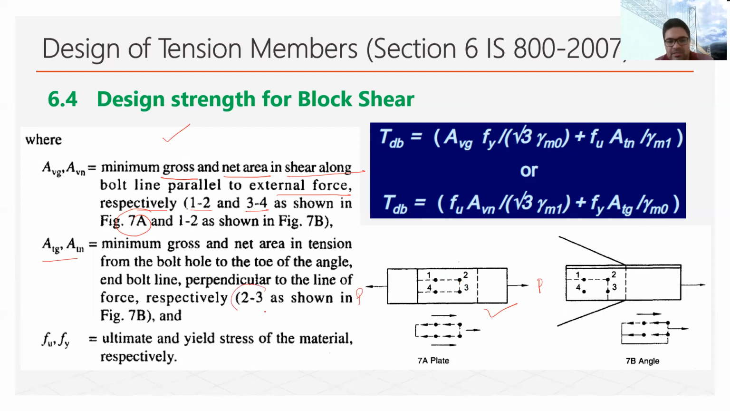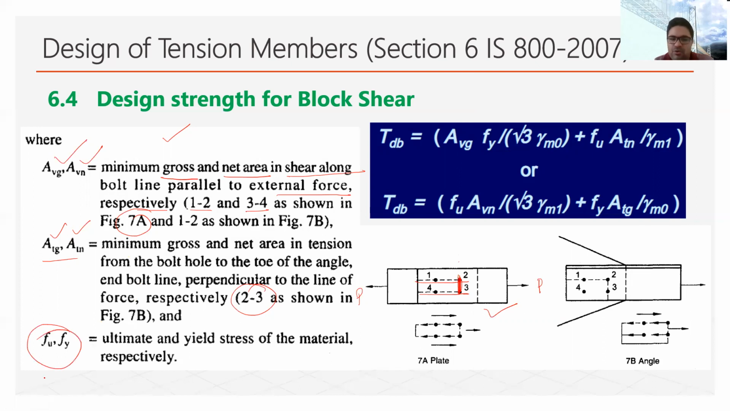So you can see that. Along the 2, 3 line, what will be the cross-sectional dimension? And along 1, 2 and 3, 4, what will be the cross section? We have divided those cross sections in terms of AVG, AVN, ATG and ATN. Once we have calculated these cross sections without bolt, we have calculated these cross sections with bolt hole. We will see that more clearly in the example.